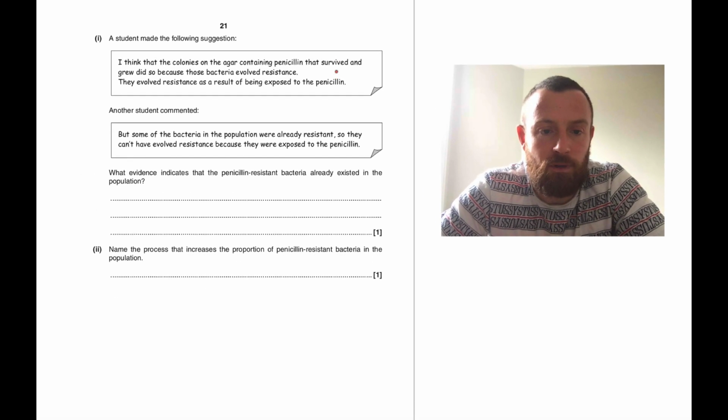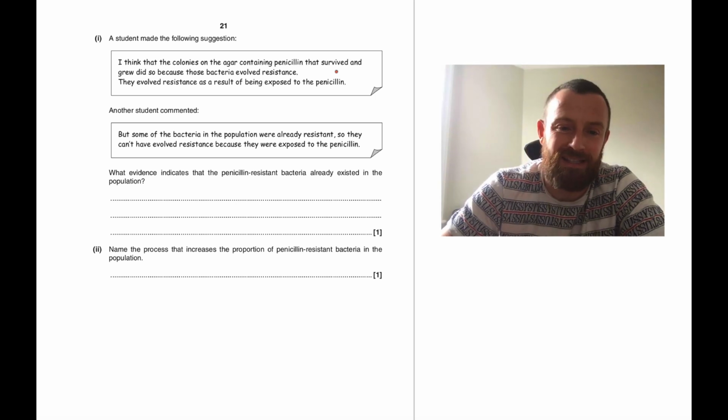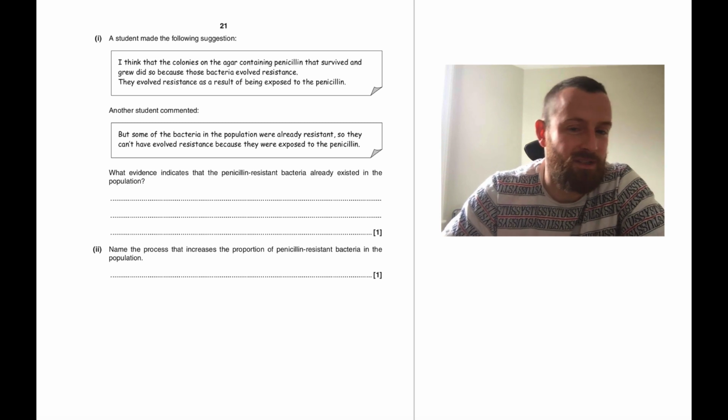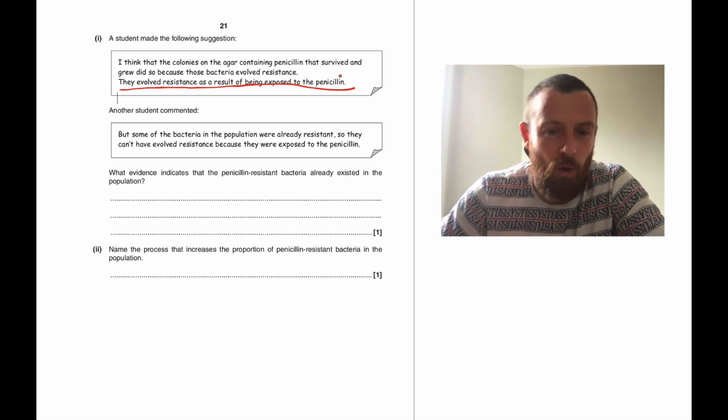All right, a student made the following suggestions. I think that the colonies on the agar containing penicillin that survived and grew did so because those bacteria evolved resistance. They evolved resistance as a result of being exposed to penicillin. I have a problem with this. This is sort of incorrect. See if you can think why.